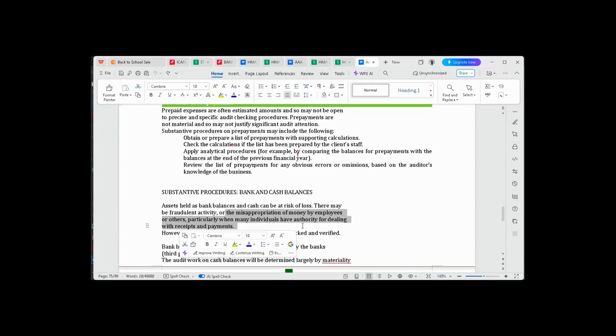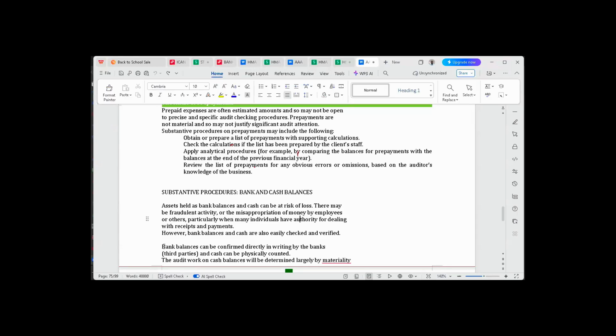When such is allowed in an organization, that means fraud is evident, it's possible. You know what I'm saying? Okay. Now, however, bank balances and cash are also readily checked and verified. So that's why you need to also perform the existence assertion on that. You need to confirm that.